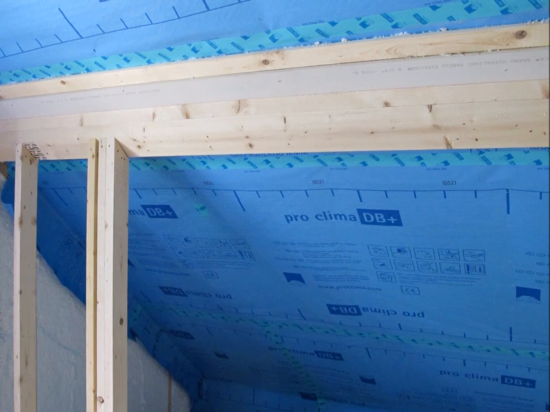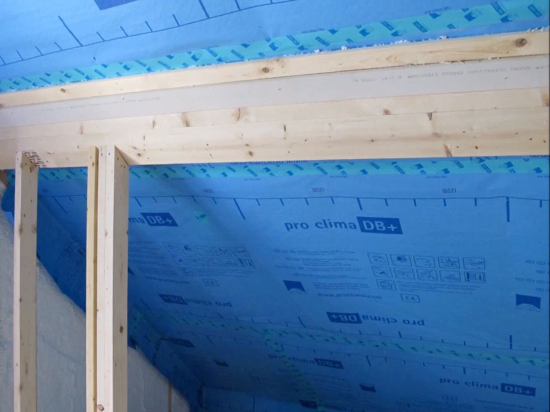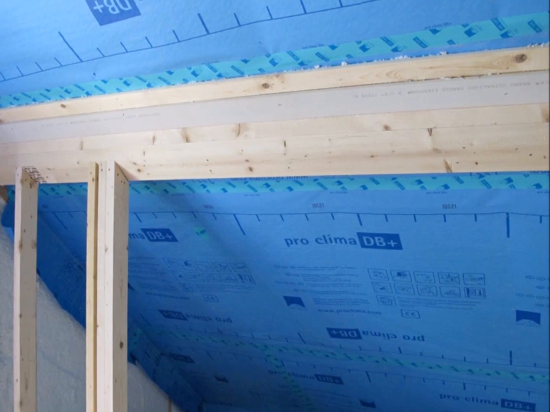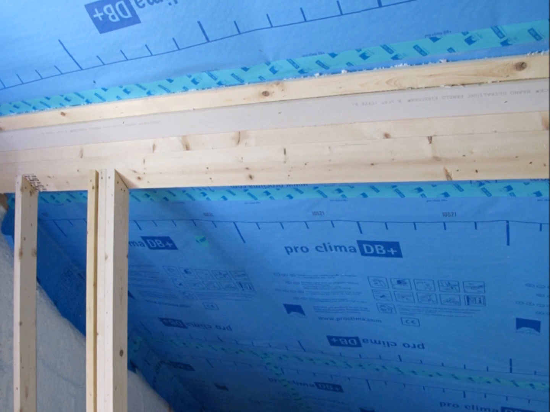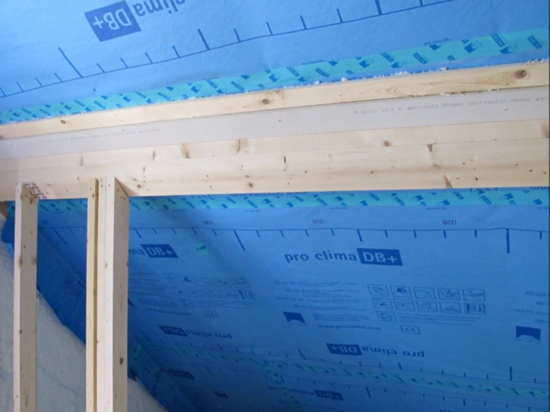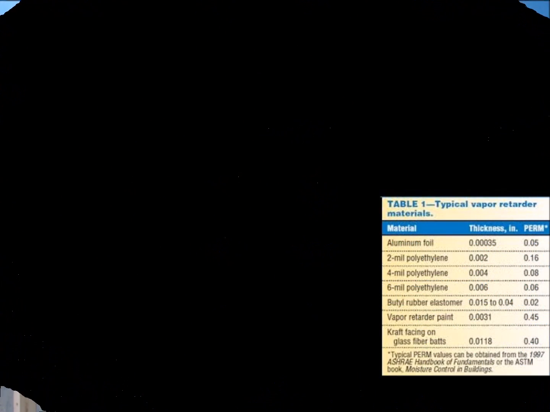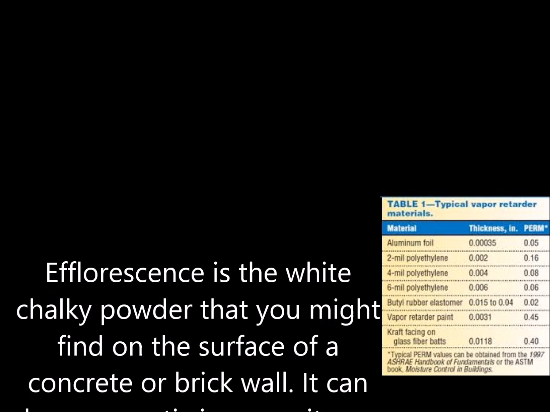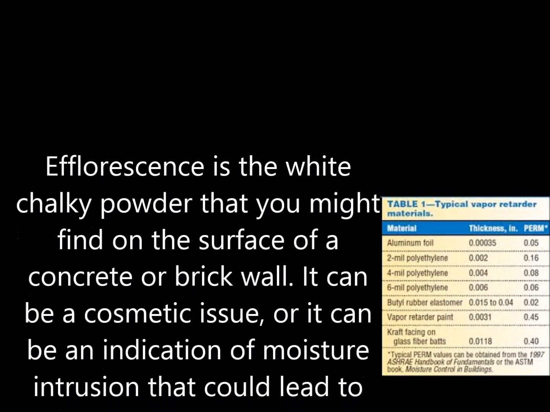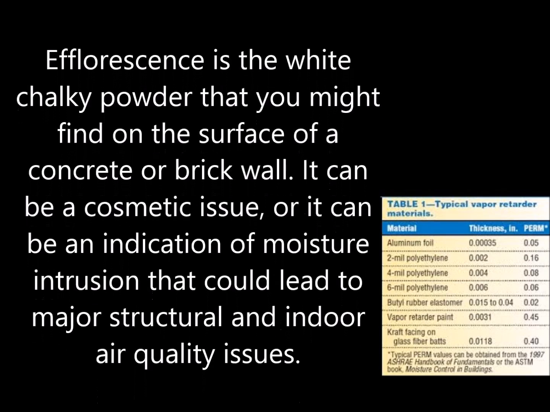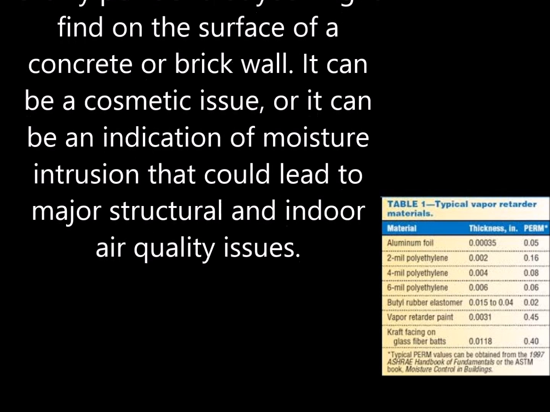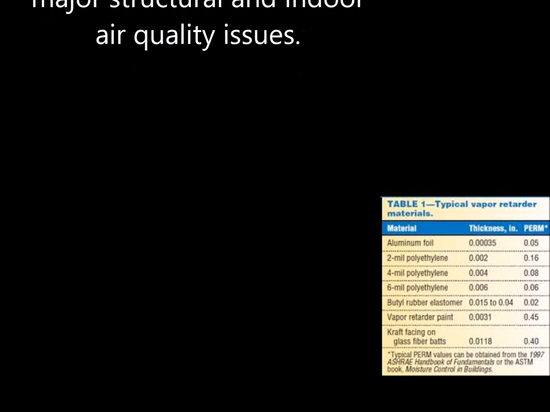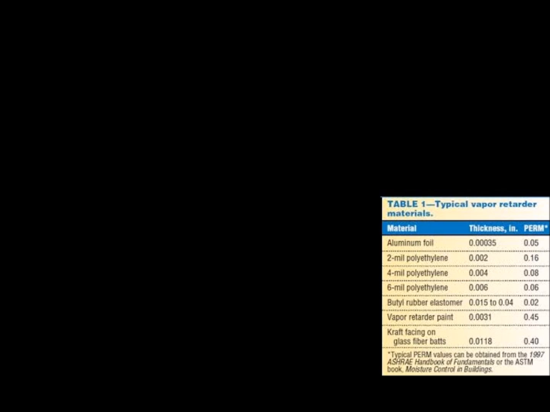Signs of deterioration on a masonry or brick structure include deteriorating mortar joints and signs of efflorescence. You might also see water wicking up the masonry wall, especially if it's in contact at grade level. Efflorescence is the white chalky powder that you might find on the surface of a brick or concrete wall. It might be cosmetic, such as when concrete is curing in its first year, or it could be an indication of moisture intrusion that could lead to major structural or indoor air quality issues.